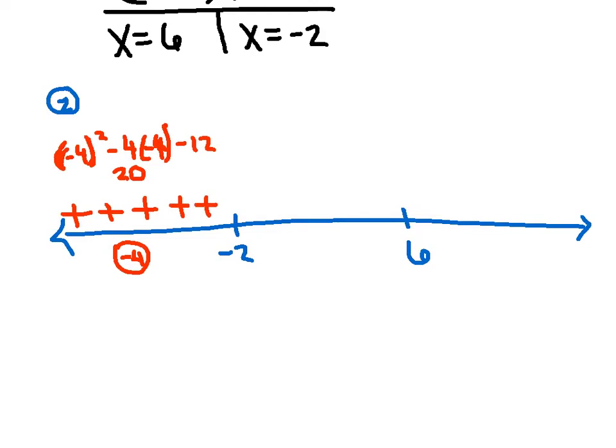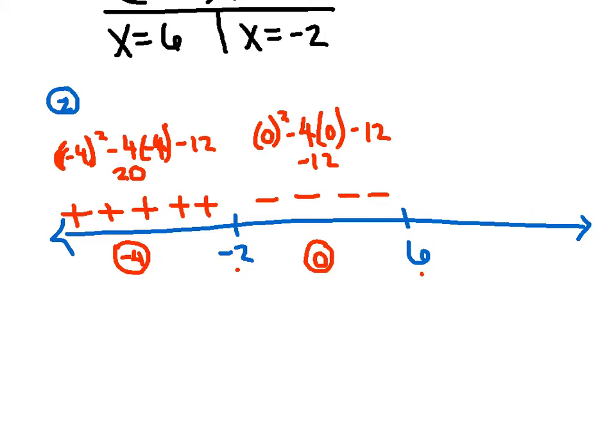My second interval starts with negative 2 and ends with positive 6. The friendliest number within that interval is 0. Certainly you could have chosen a positive 1 or a positive 2 or any number that falls between negative 2 and 6. As we plug that into the original, we have 0 squared minus 4 times 0 minus 12. As we work that out, we get negative 12, our focus being on the fact that we got a negative answer.